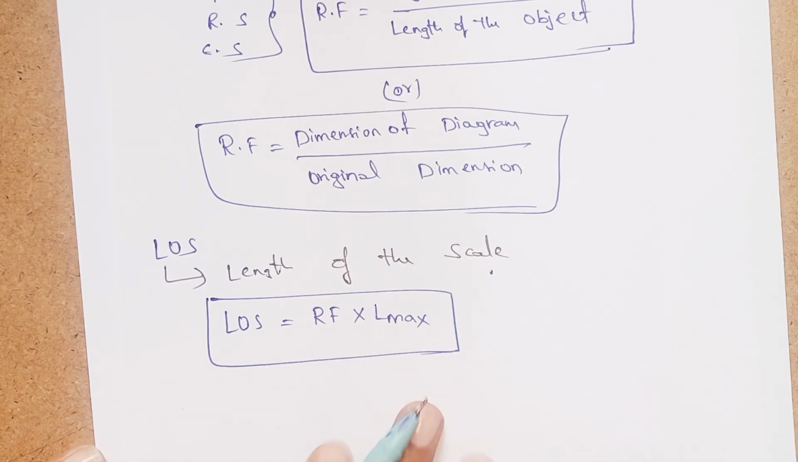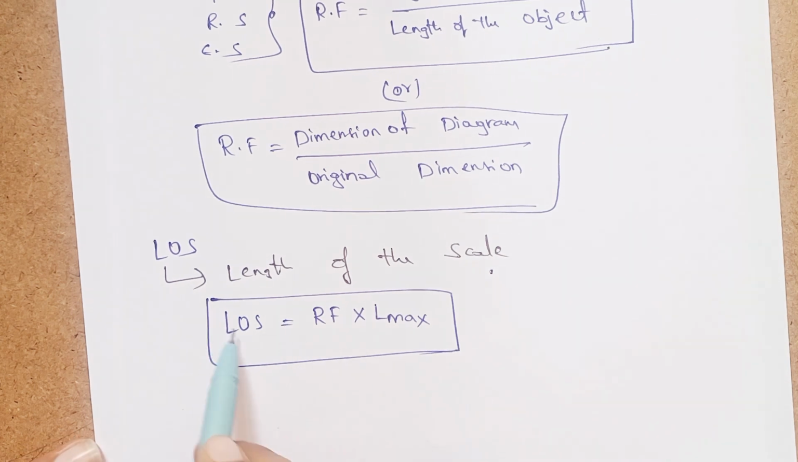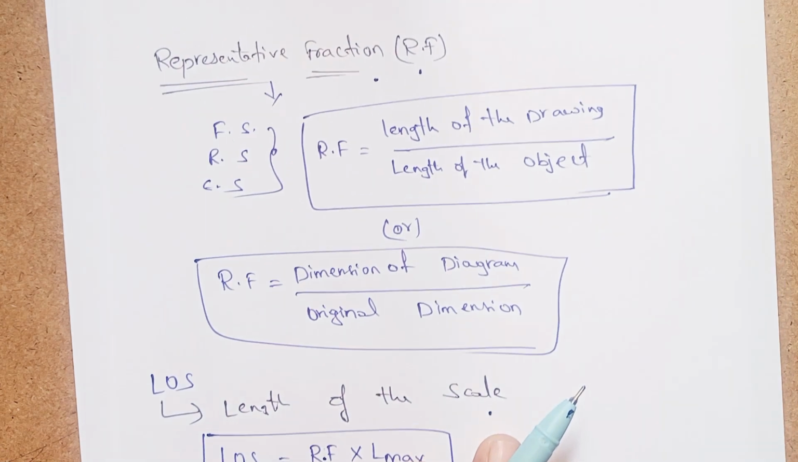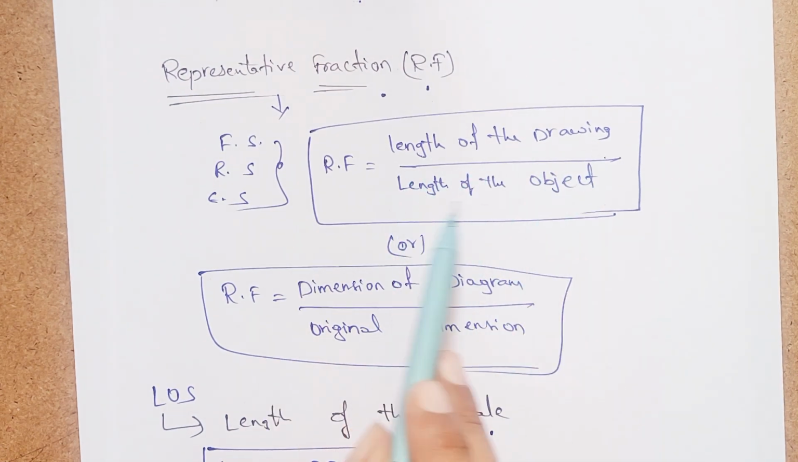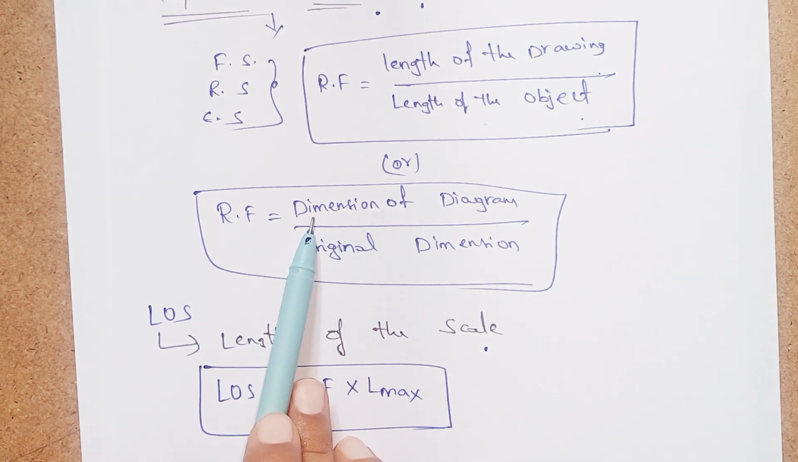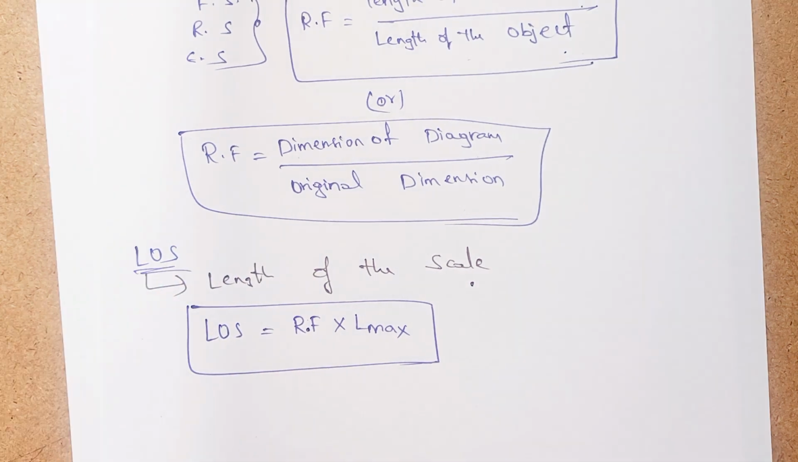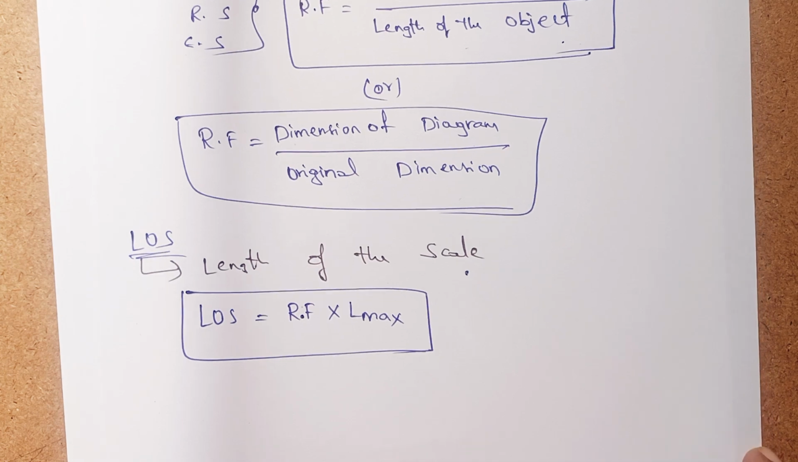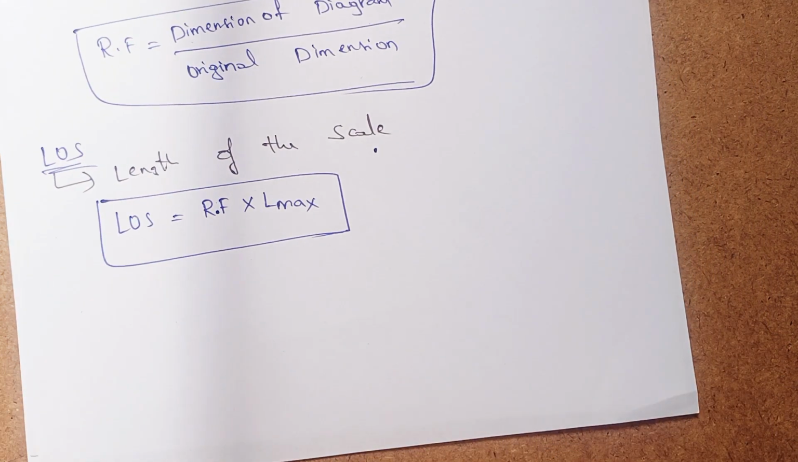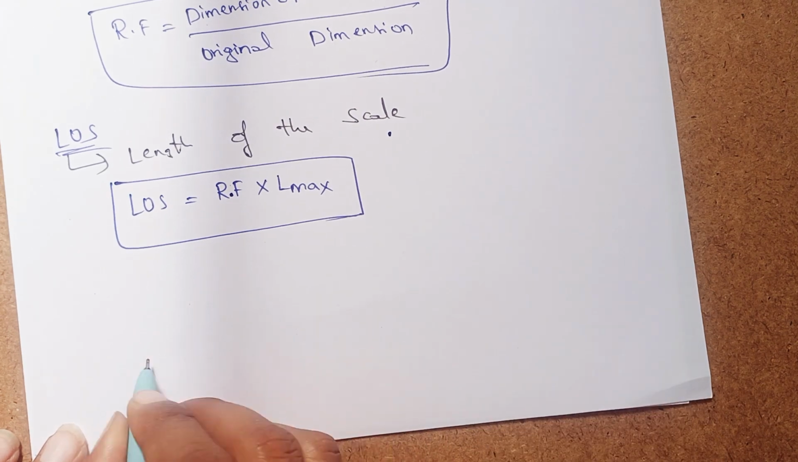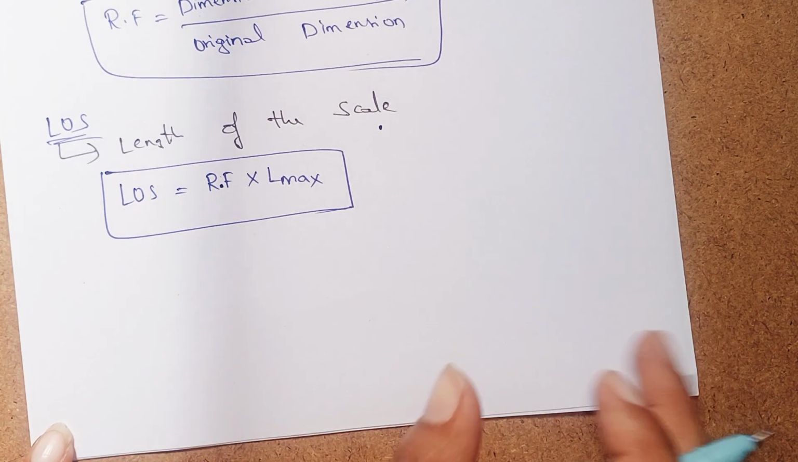So before you construct a plane scale or diagonal scale, you need to remember the formulas, and you have to learn the introduction part of the basic concepts. RF is representative fraction. The formula is length of the drawing by length of the object, or else dimension of the drawing by original dimensions. And the formula of LOS is equal to RF into L max. You need to remember it very well. And there is one more thing we have to learn, the units up to kilometers. That is a very important basic concept. I will give you an easy way.